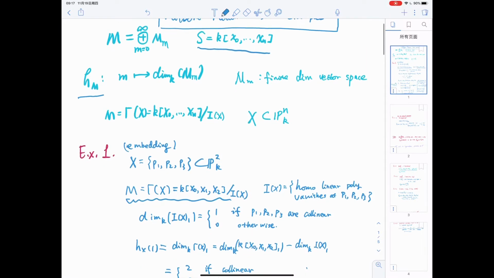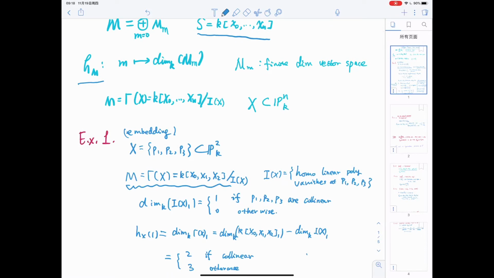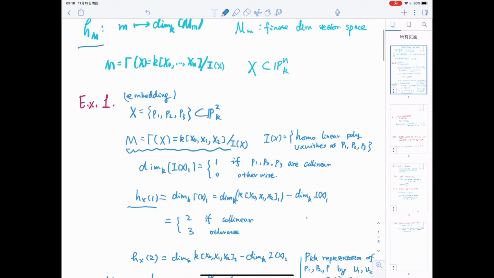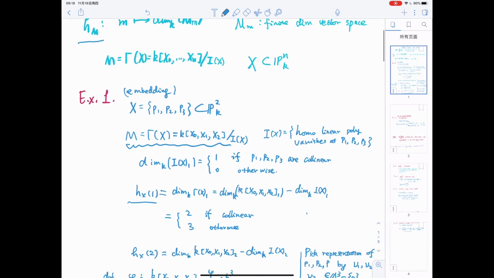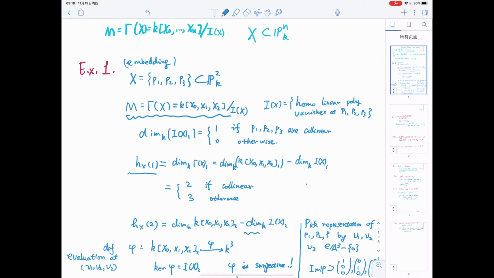So the grade 1 part of the vanishing ideal has dimension 1 if the 3 points are collinear, and dimension 0 otherwise. And our Hilbert function at 1 is 2 if the 3 points are collinear, and is 3 otherwise. And what about h_X(2)? To compute it, we have to understand what is the dimension of I_X(2).